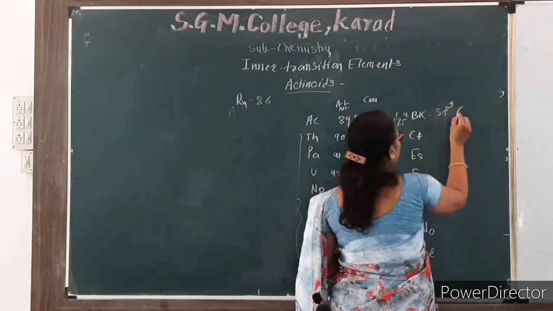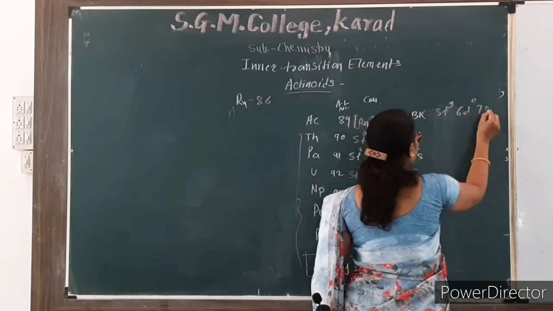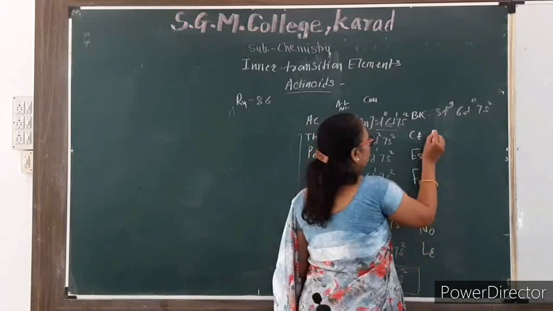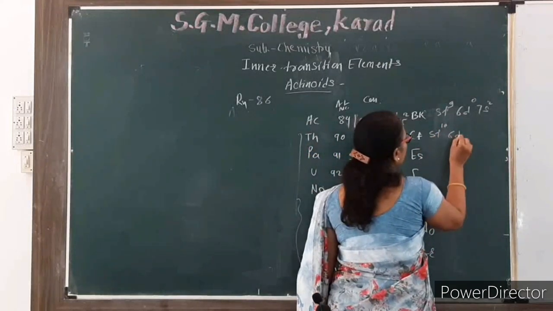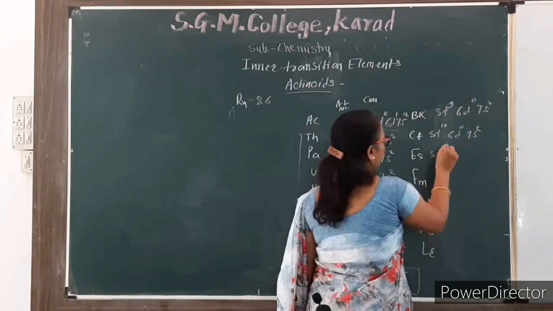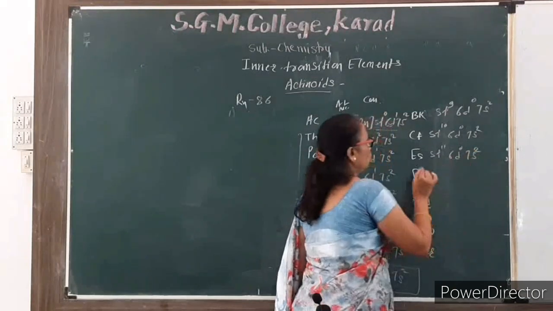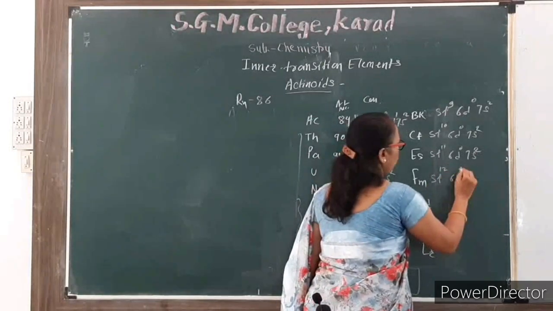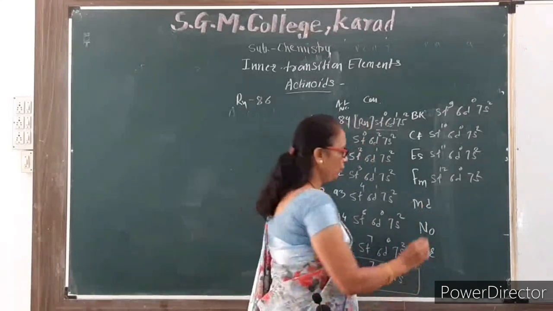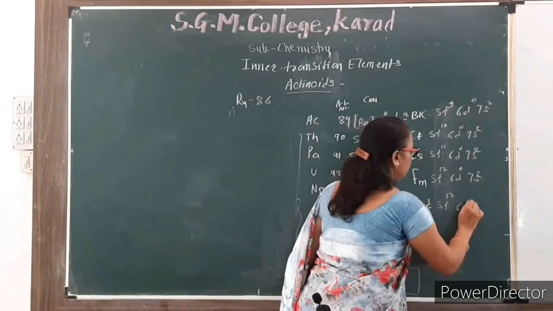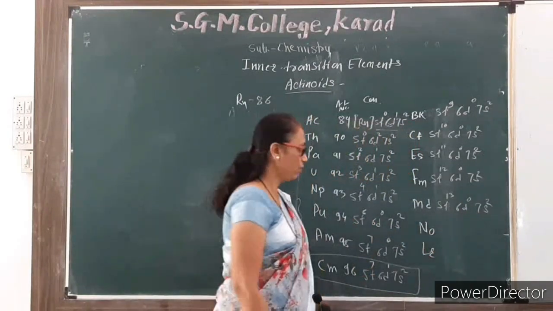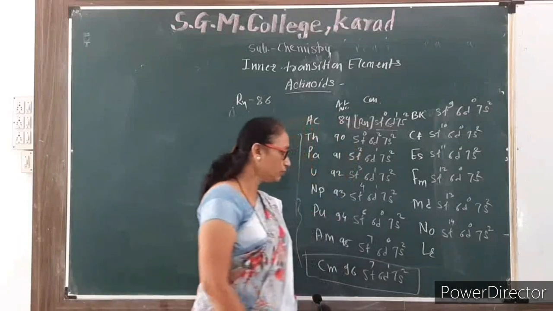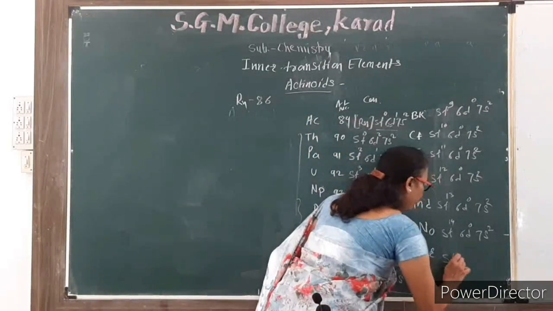Berkelium 5f9 6d0 7s2, and from berkelium onward 6d0. Californium 5f10 6d0 7s2. Einsteinium 5f11 6d0 7s2. Then fermium 5f12 6d0 7s2. Mendelevium 5f13 6d0 7s2. Nobelium 5f14 6d0 7s2. And lawrencium, the last one, 5f15 is not possible.